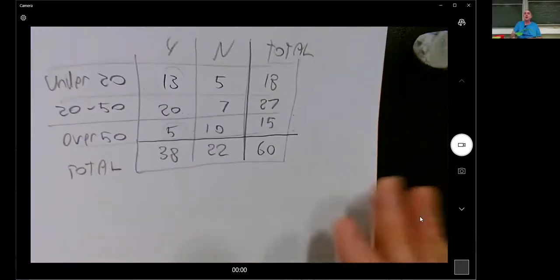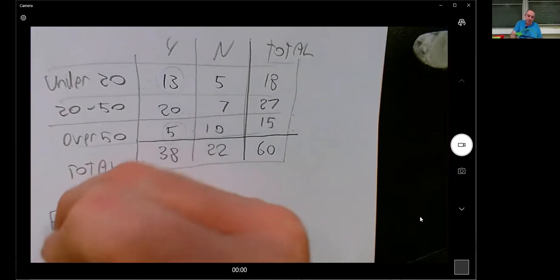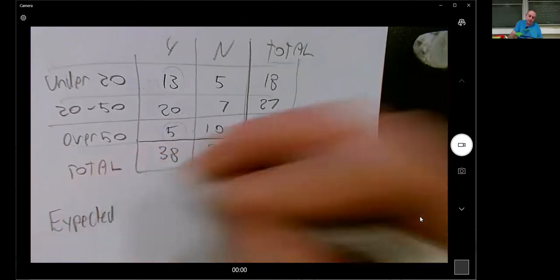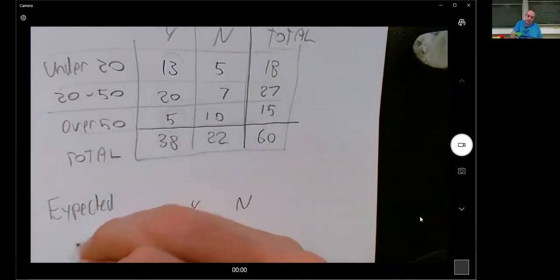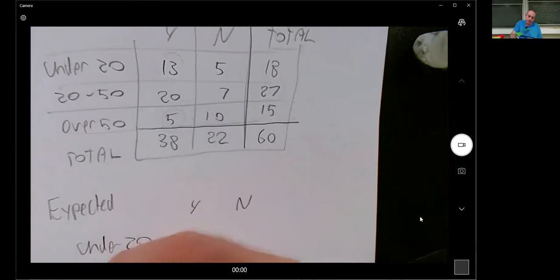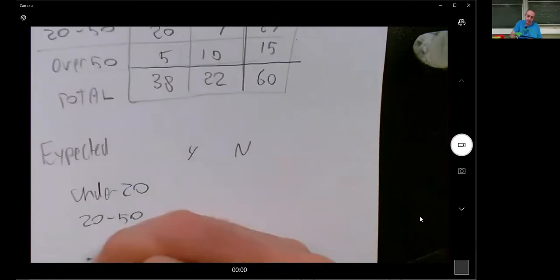But I don't remember that formula, but I do remember... let me zoom out, Anna.